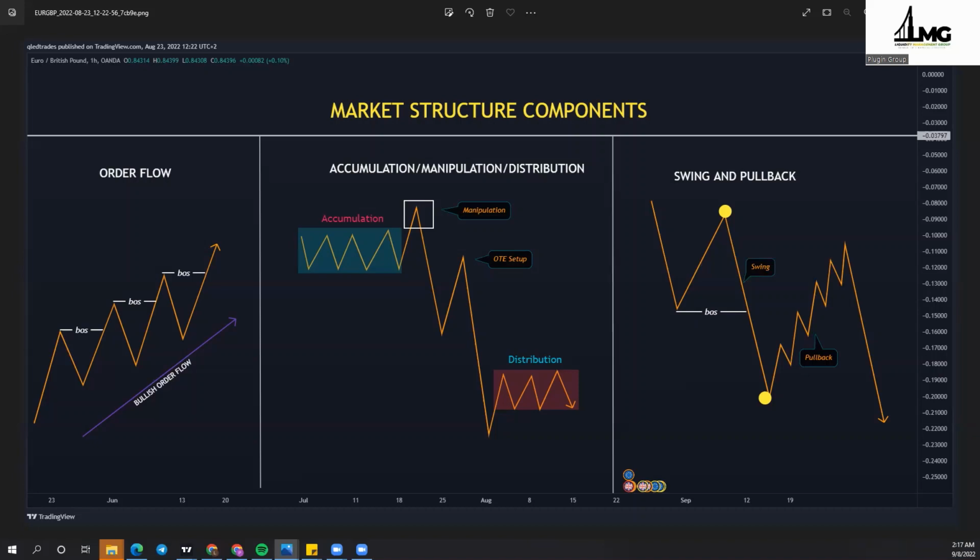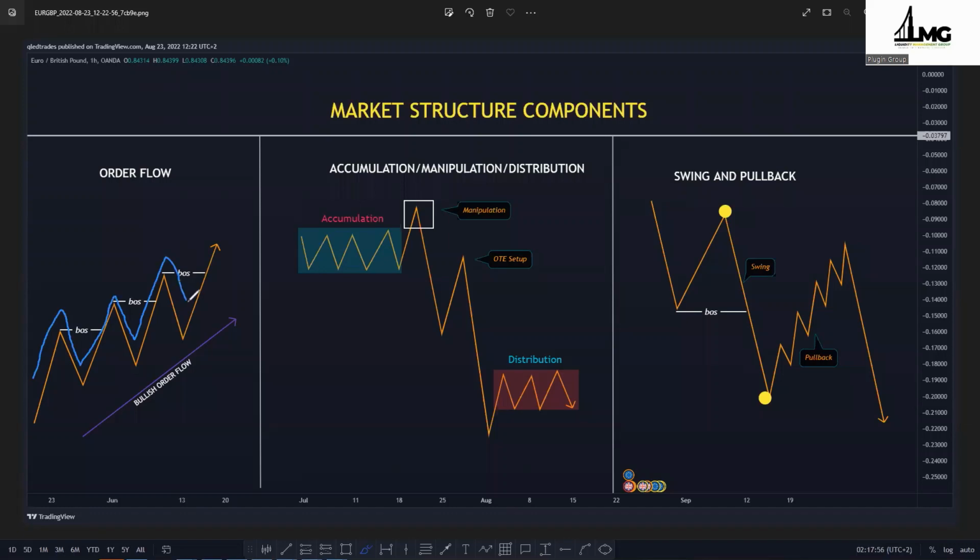I'm going to show you how these components work hand in hand. They are quite consistent and they work hand in hand a lot. It makes things easy for me. From the first component, we see price being in a bullish trend, breaking structure to the upside, pushing to the upside, breaking structure to the upside. I make sure I identify my trend.